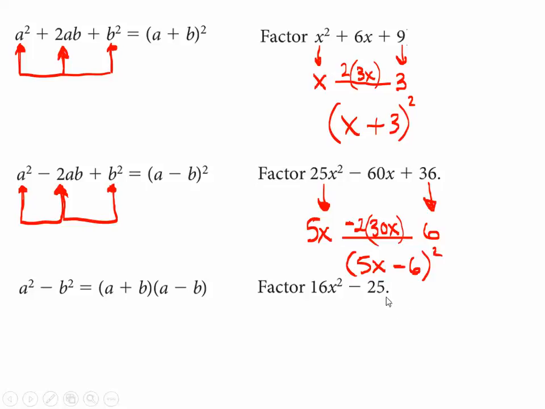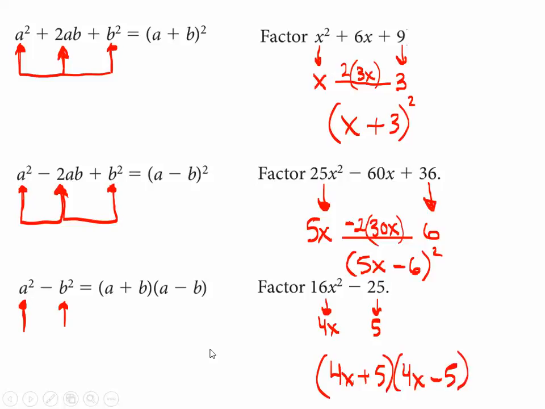Right, and the easy one. This one's going to be pretty easy here. Perfect squares at the ends, yes. 4x and a 5. And the only other question is, do I have a minus in between? And if I do, then the answer is 4x plus 5, 4x minus 5. Okay, just wanted you guys to see all three forms before we get started.